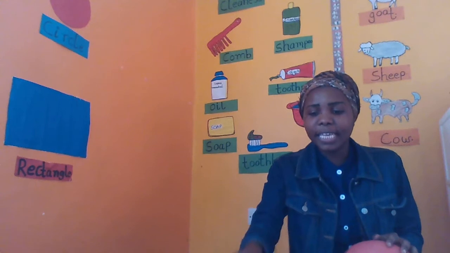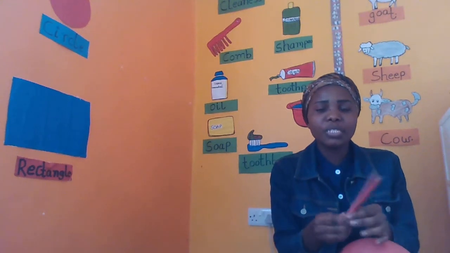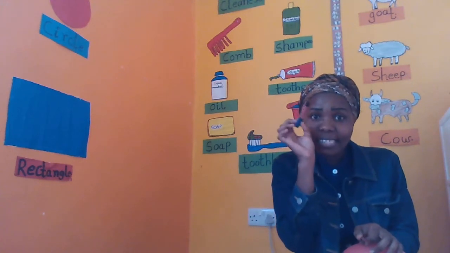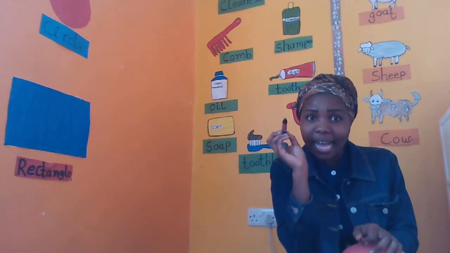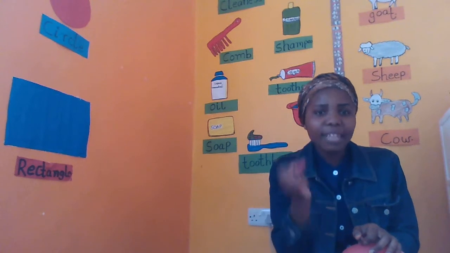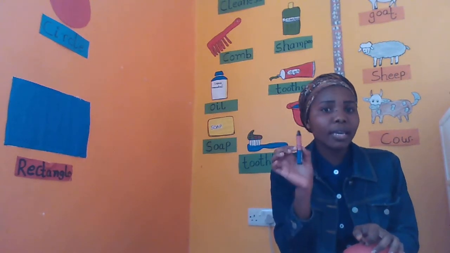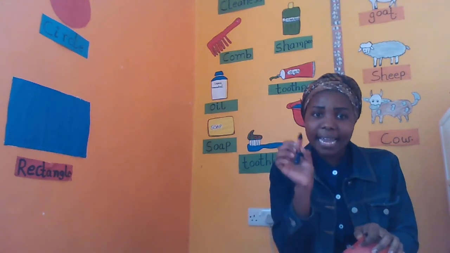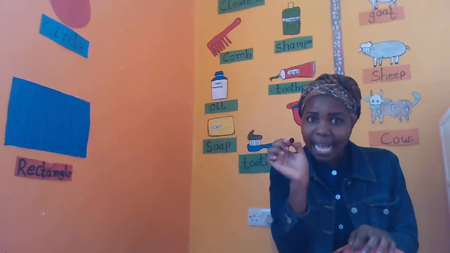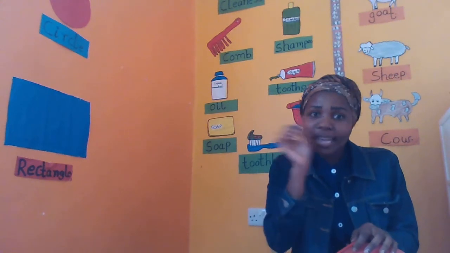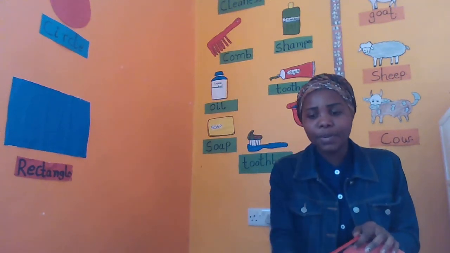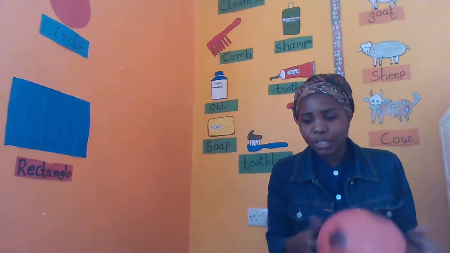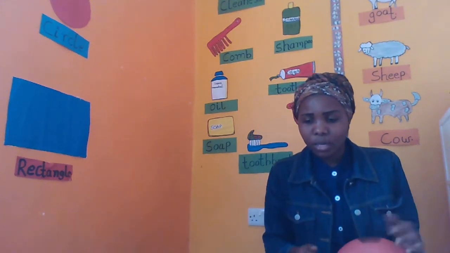What do you see? I see a color. A color. Color. What do you see? I see a color. A color. Color. Very good. So now we are going to learn different objects.